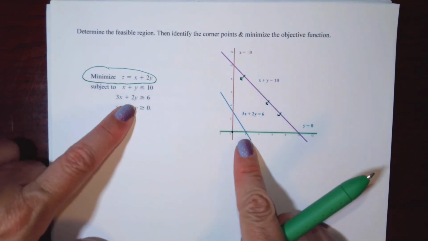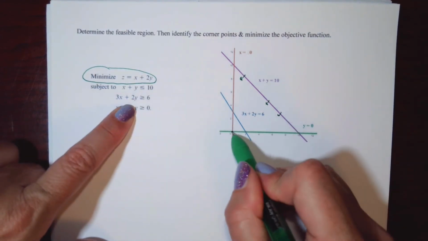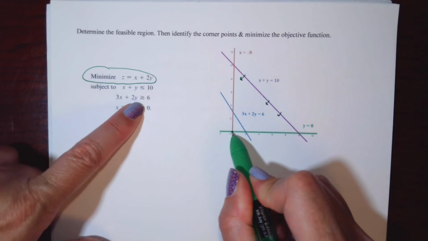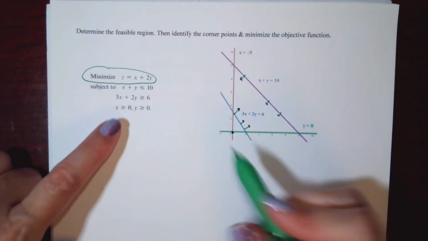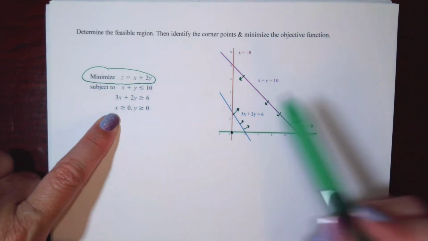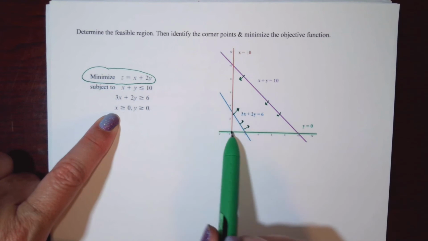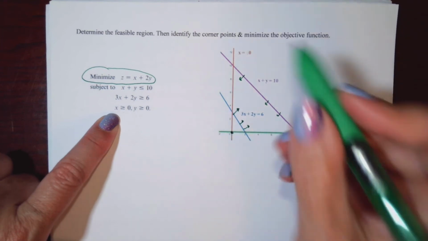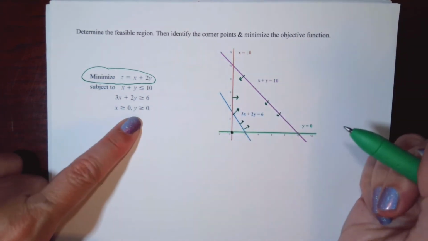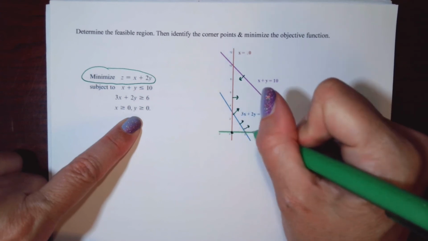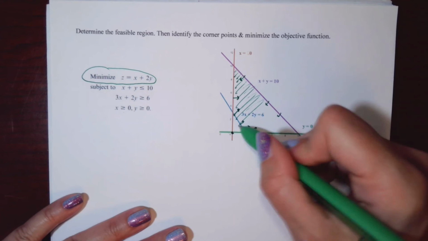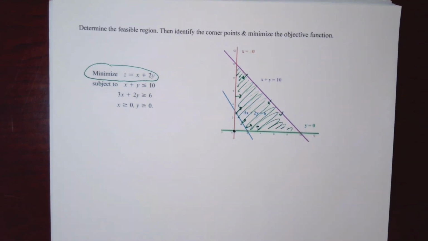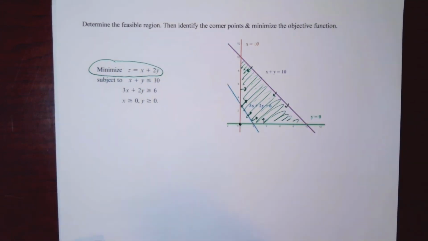For this boundary line, again, let's test the origin. 0 greater than or equal to 6, that's false. So I would shade this way. So we're looking good so far. X greater than 0. My x value greater than 0 is to the right. My y value greater than 0 is up. So yep, this is our feasible region inside here. So excellent, excellent. We have 4 corner points.